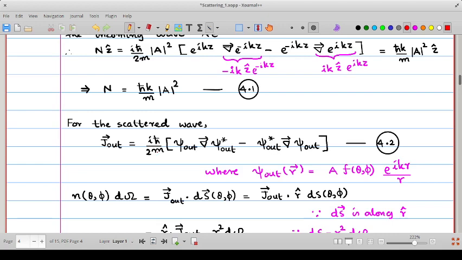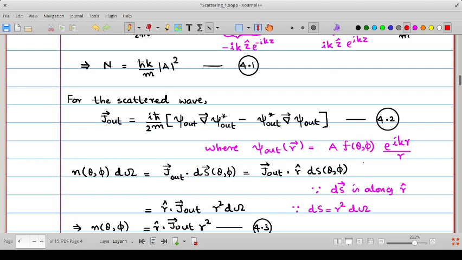Now for the scattered wave, we can do a similar calculation to find out the outgoing current density, which is given by i h bar by 2m times (psi out gradient psi star out minus psi star out gradient psi out), where psi out is the radially outward scattered wave given by this expression.